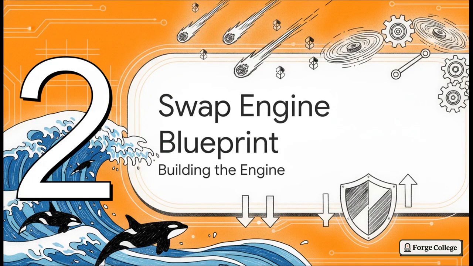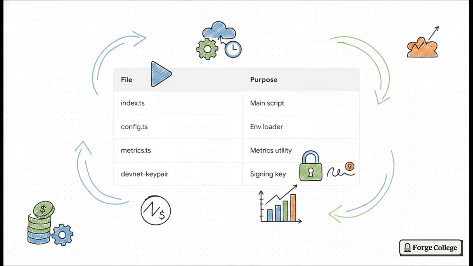Okay, moving on to section 2. Let's look at the swap engine blueprint and actually start building this thing. To fix this leak, we're definitely not just patching it up with duct tape. We're engineering a real solution by combining a couple of Solana's top liquidity protocols, specifically Orca Whirlpools and Meteora's DLMM. So here's the parts list for our project skeleton. We've got our main execution script living in index.ts, our environment variables over in config.ts, a dedicated metrics utility, and of course our local devnet key pair for signing. Organizing these components cleanly, that's a core practice at Forge College. Clean architecture always leads to clean execution.